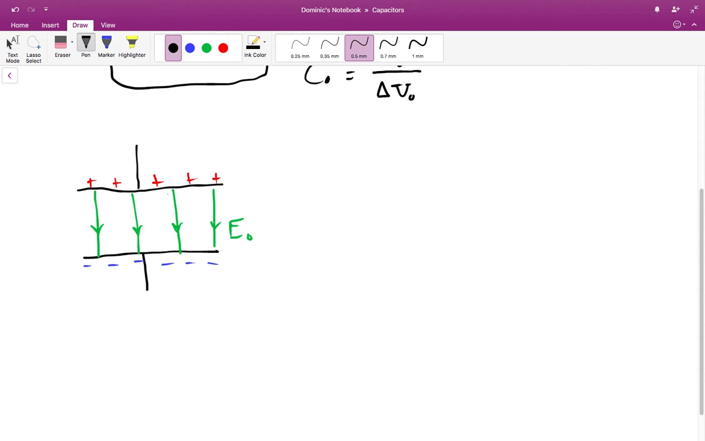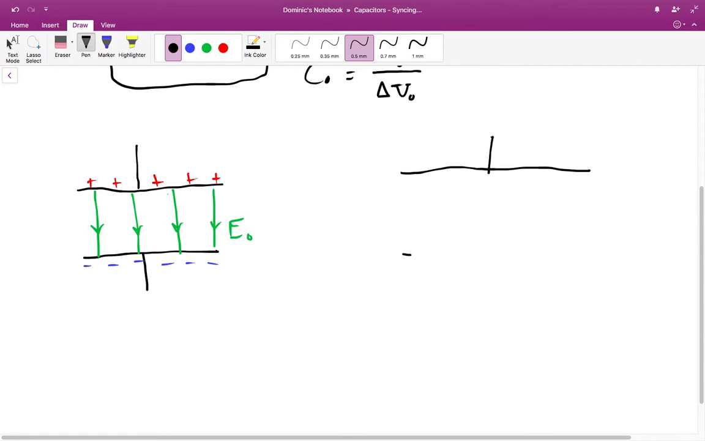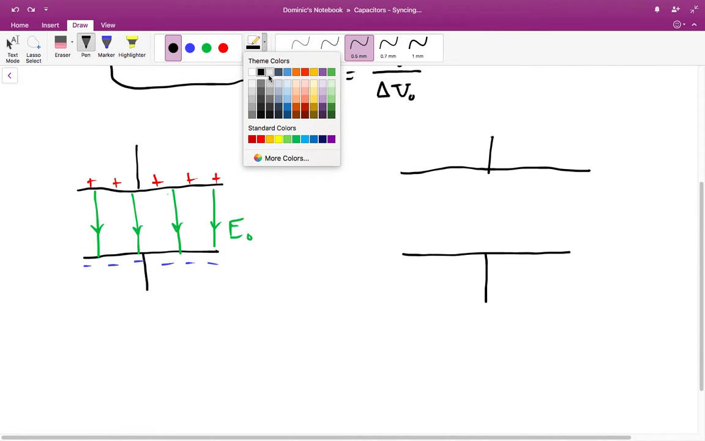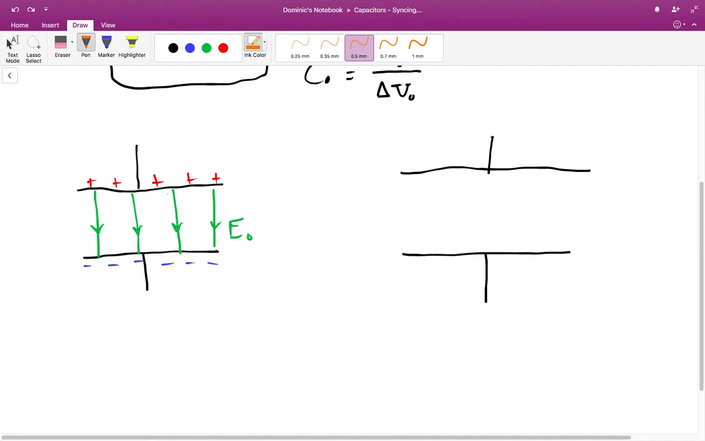So here's a capacitor again. Now we're inserting some material in between this thing. I'm just going to use a different color so you know it's some other material here. Again, the amount of charge on these plates still has to be equal to Q naught, because we're disconnected from the battery. It has nowhere to go. So it has charge Q naught. But what is going to change about this?